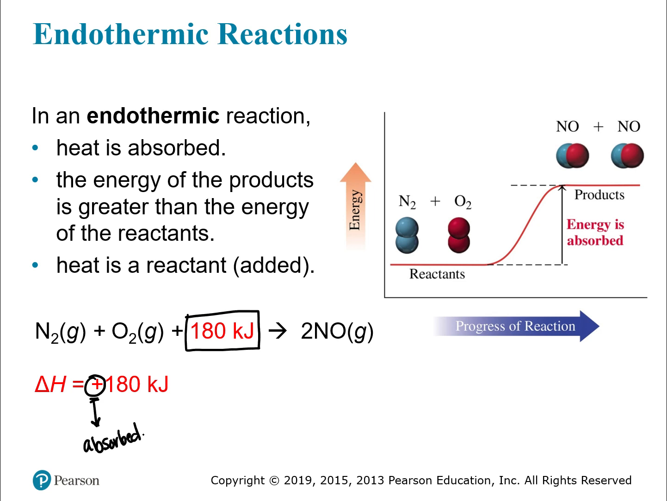Just like before, we can write those conversion factors using the energy and the number of moles of each substance. If we wanted to relate the oxygen with the amount of energy required, if we want to react 1 mole of oxygen completely, we need 180 kilojoules of energy. And then we can write the reciprocal.